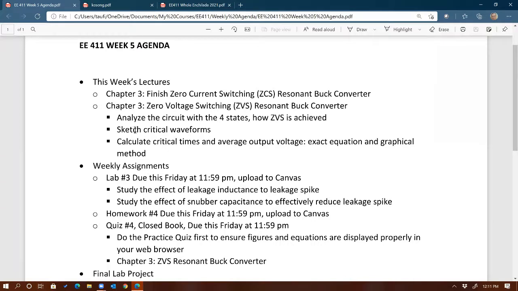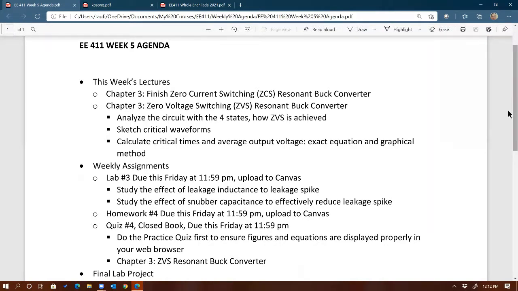Okay. And for ZVS, I'm going to go through the second converter faster than how I did it for ZCS, because this is going to be the same kind of concept and approach as the ZCS. Any question on this week's agenda for the lectures? So hopefully we'll be able to finish ZVS on Thursday. I didn't put it on the agenda, but we'll see if we have the time to start the isolated version of soft switching.